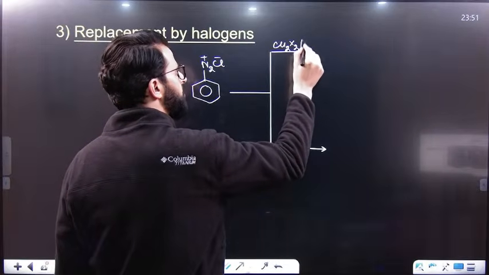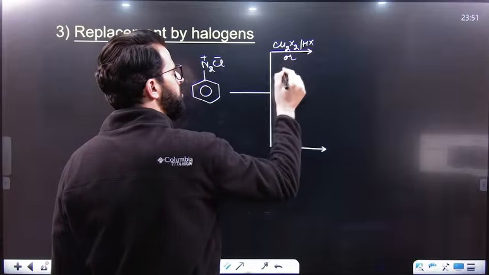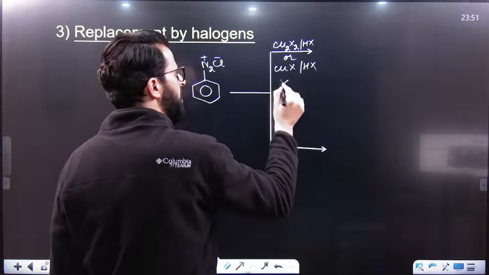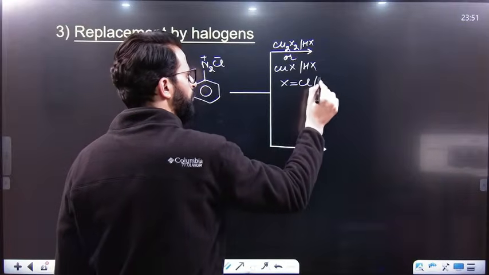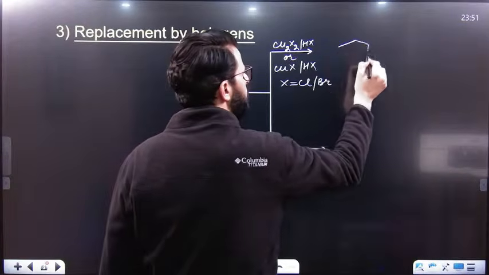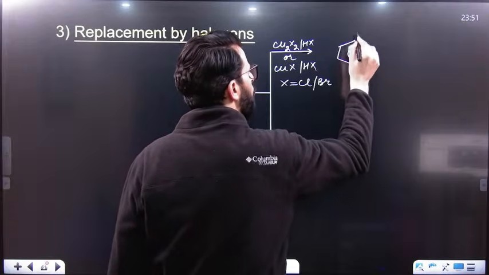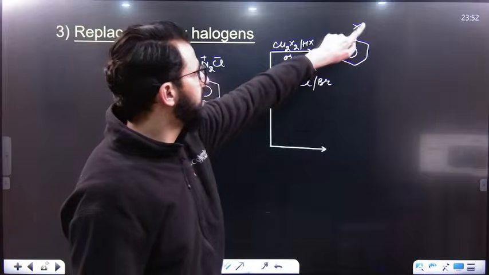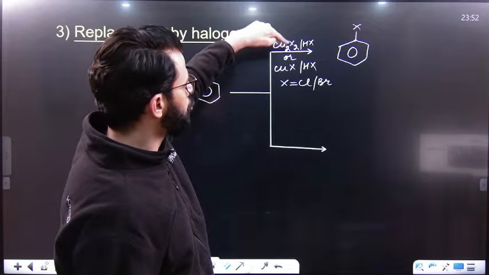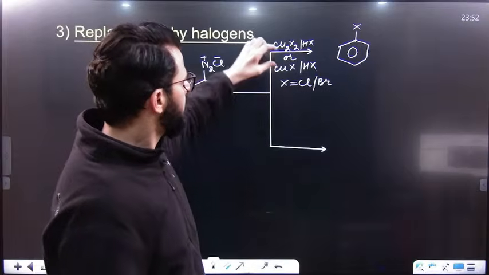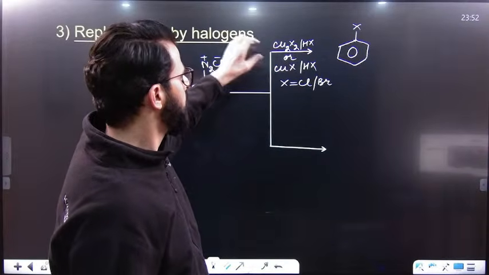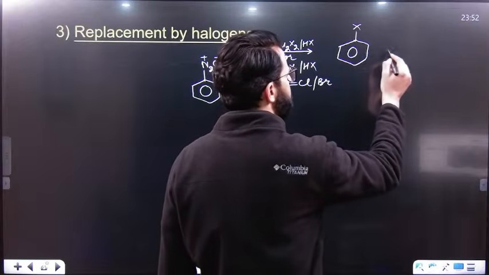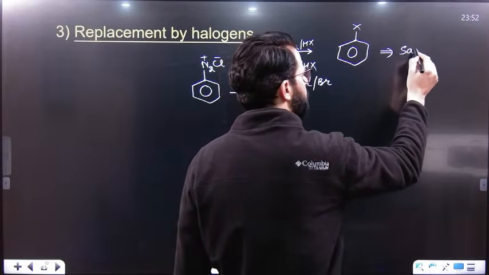Cu2X2 in presence of HX or CuX in presence of HX. Here X is either chlorine or bromine. That means we will get chlorobenzene or bromobenzene over here, and this X is that X which is attached to this copper. That means here cuprous, Cu positive ion is basically acting as a catalyst and it will result in the formation of chlorobenzene or bromobenzene. This reaction is known as Sandmeyer's reaction.